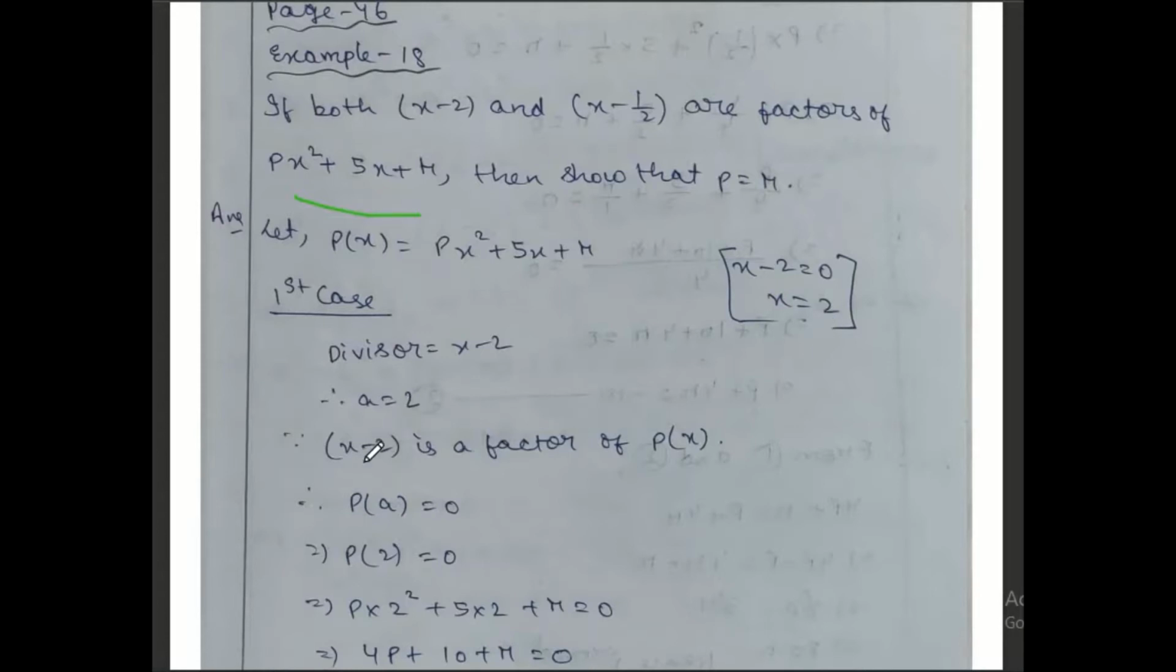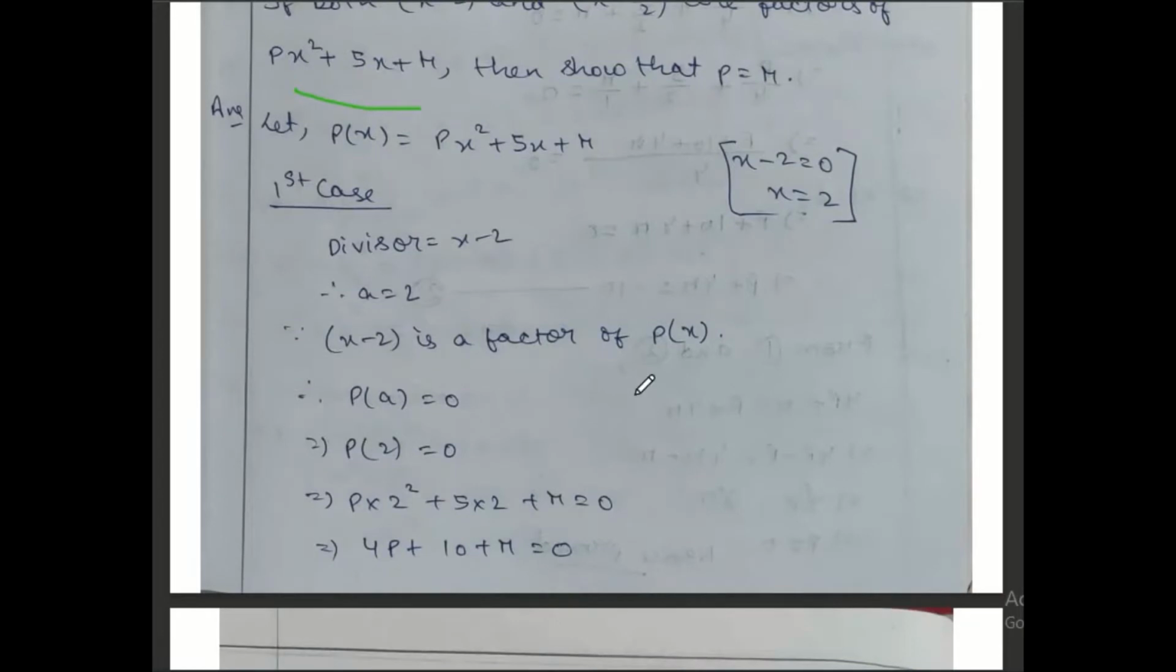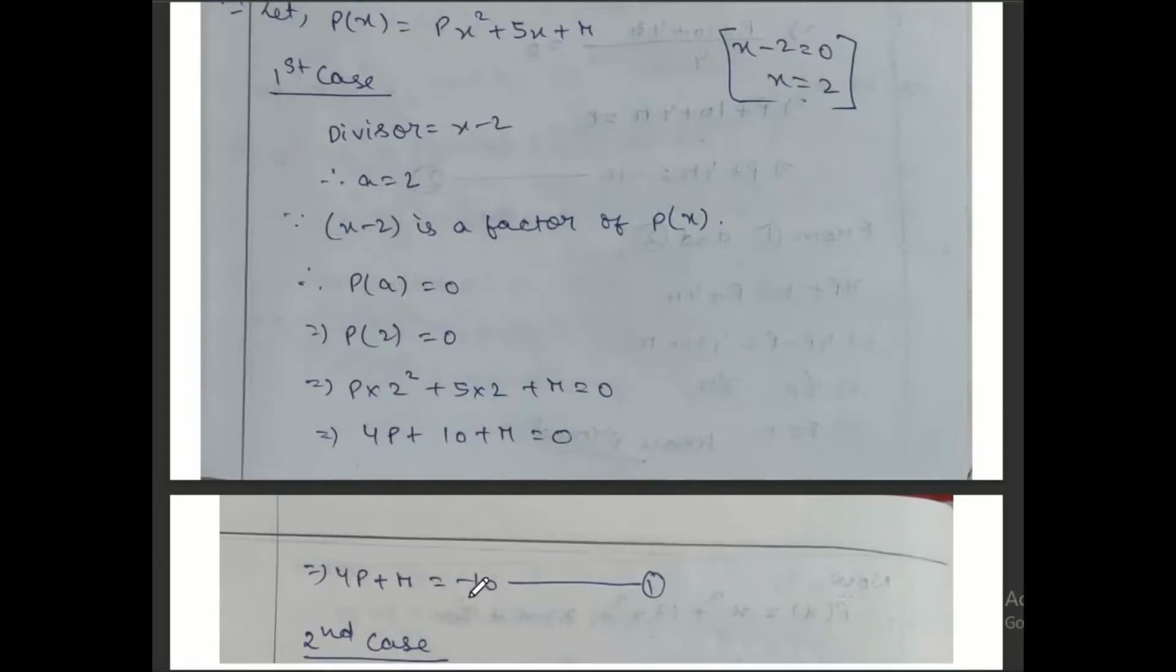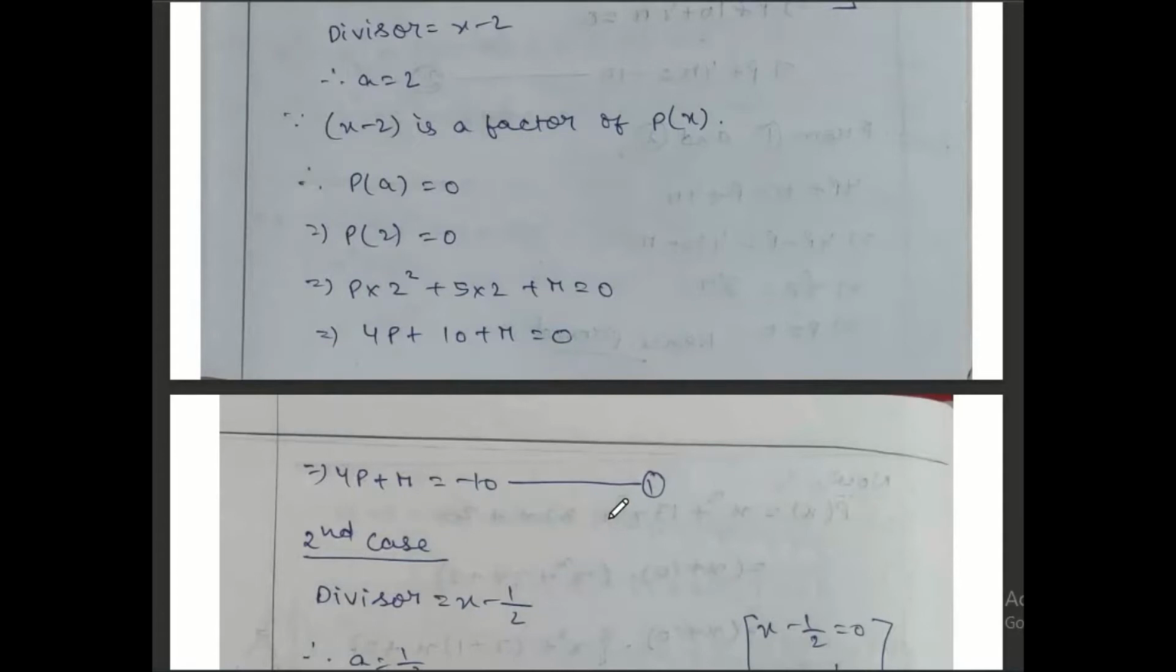Now since x minus 2 is a factor of p(x), therefore p of a equals 0. In place of a, you can substitute 2. So p of 2 equals 0. Now in this polynomial, wherever x is available, let us replace 2. So p into 2 square plus 5 into 2 plus r equals 0. 2 square is 4, 4 into p plus 5 into 2 is 10, plus r equals 0. Take this 10 towards the right side. So 4p plus r equals minus 10. Let us mark this one as condition 1.